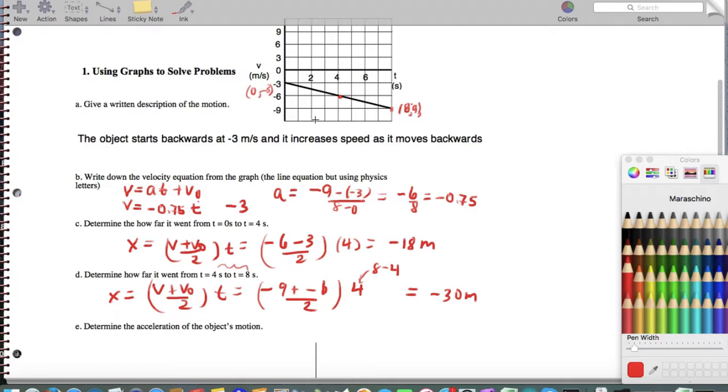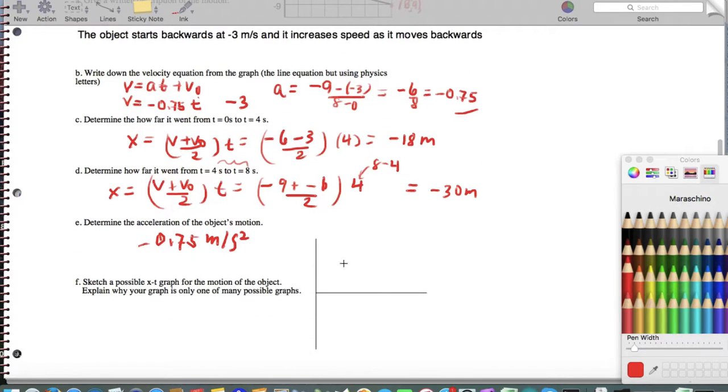Now, the acceleration, we actually solved for that here. So that's going to be -0.75 meters per second squared. And finally, we want to sketch the x versus t graph. Well, we're moving backwards and speeding up, so this is a possible graph.